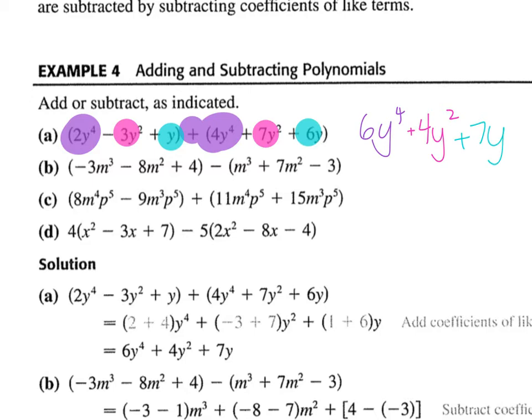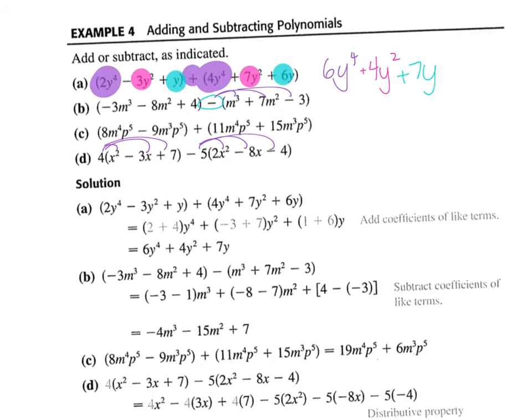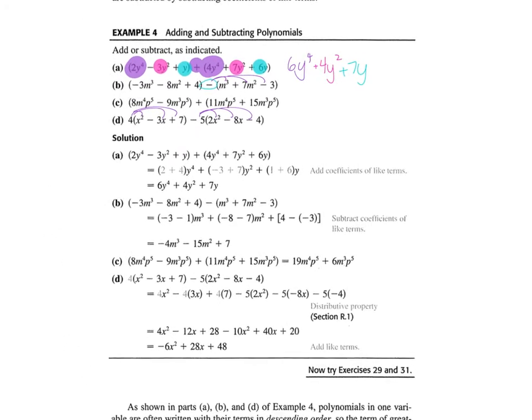And then the additional example is something like this. You want to make sure that you distribute that negative into each term first, then combine your like terms. Something like D, you would distribute the 4 in, the -5 in, and then combine your like terms. So this just works through the rest of those examples.